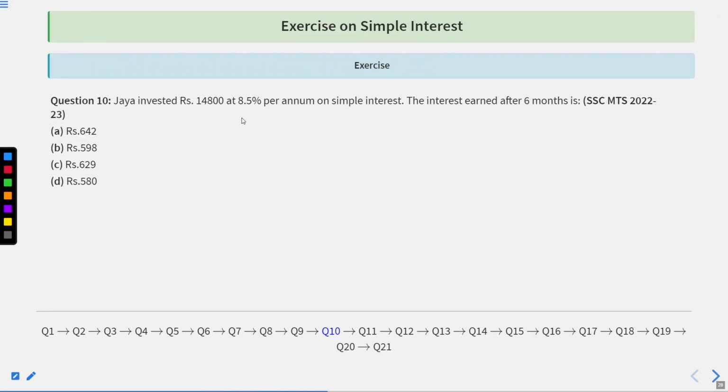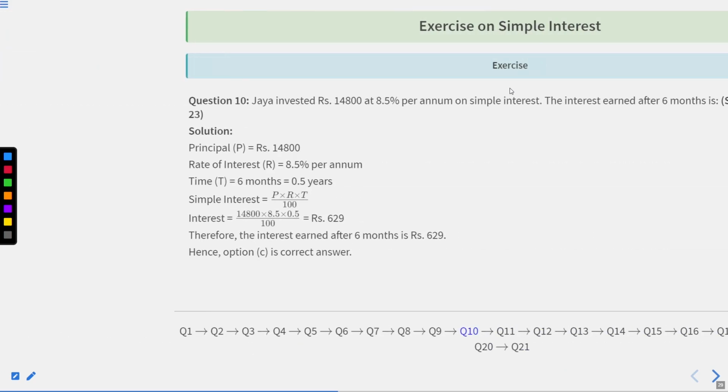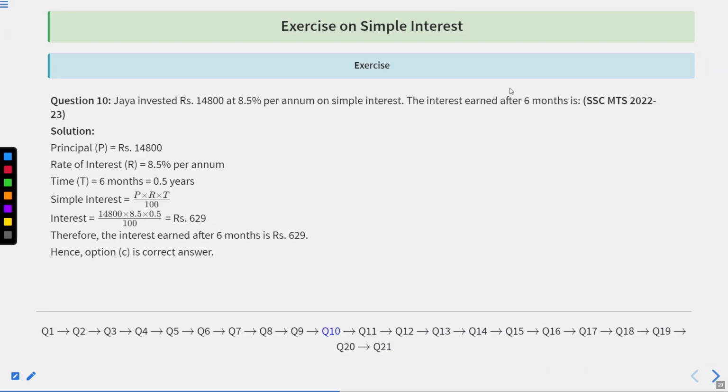Question number 10. Jaya invested rupees 14,800 at 8.5% per annum on simple interest. The interest earned after 6 months is? So principal P is equal to 14,800, that is given to us in the question. The rate of interest R is equal to 8.5% per annum. So the time t is equal to 6 months, equal to 0.5 years.